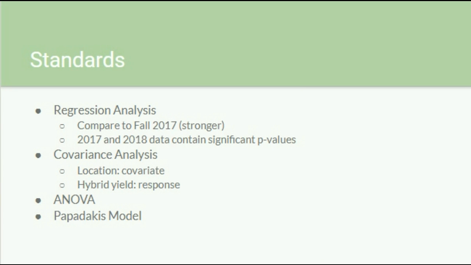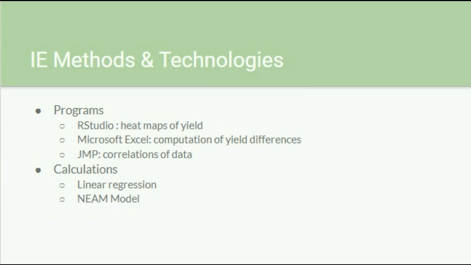Some of the standards surrounding this process are a regression analysis to compare new data with old data using p-values as a metric, a covariance analysis which gives variance inflation factors by location for hybrid yields, and an ANOVA/Papadakis model to quantify the neighboring effect adjustment model, which provides more accurate yield values. Technologies with the project are RStudio, Excel, and JMP to organize the data and calculate linear regressions, the extent of the neighboring effect, and a new adjustment model for the company.